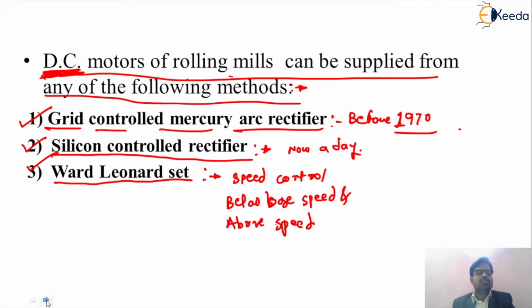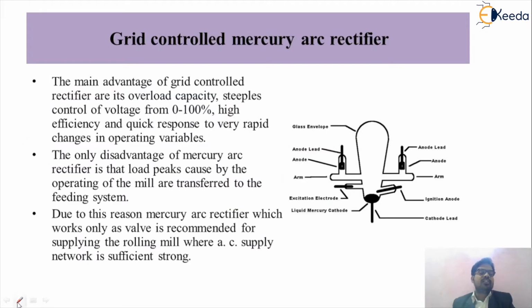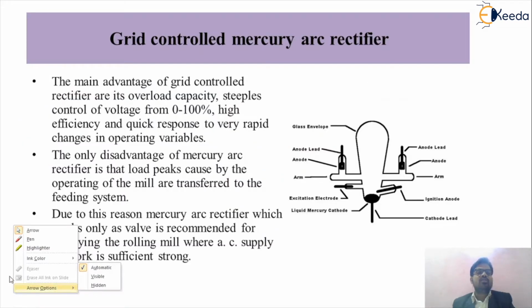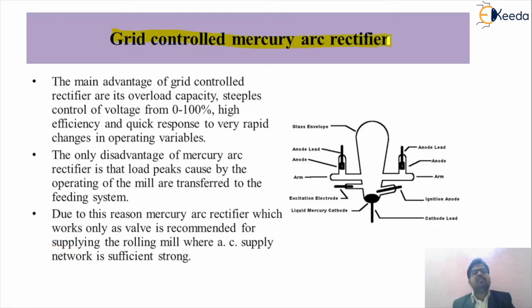Now the first method is called the grid controlled Mercury arc rectifier. This is a very obsolete method. Before 1970, this was a very popular method used for steel rolling mills. So what do we mean by the grid controlled Mercury arc rectifier? The name itself indicates its meaning. The first part is the rectifier.